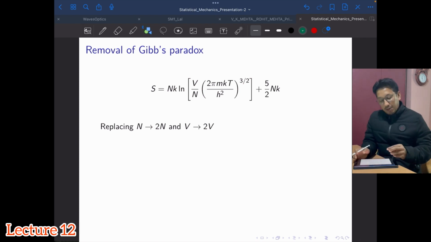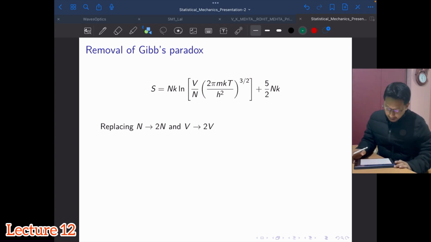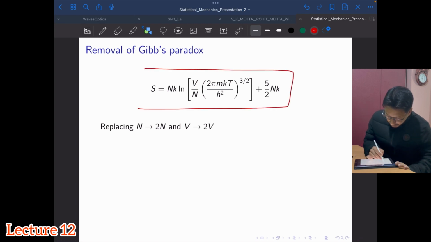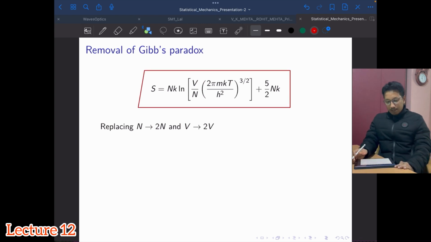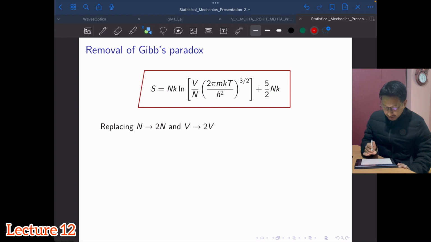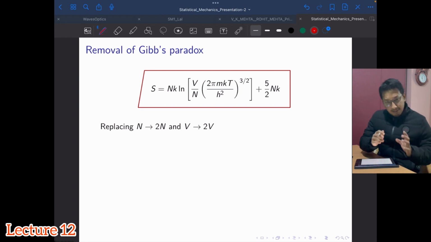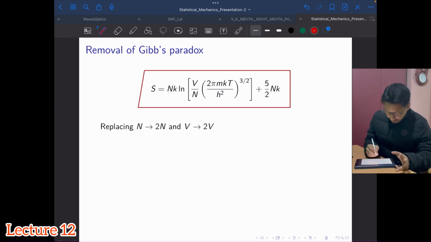So this is the expression for the entropy of a system having n molecules that are identical and indistinguishable. This entropy expression is known as the Sackur-Tetrode equation. This is the expression for entropy. Okay, now let's use this for the system. We had A and B.